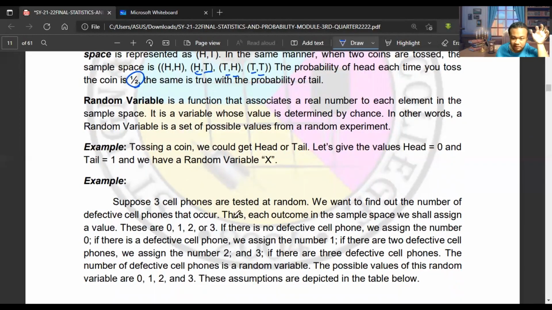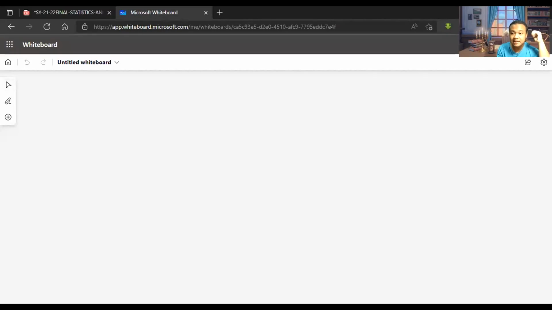So adayon ta lang x na siya, x. So random variable, so number of man ang possible outcomes, okay? Butang ta lang ang defective kay D, di ba? So ang non-defective kay N. Okay? So sa possible outcomes then we have 3 cell phones man, di ba?